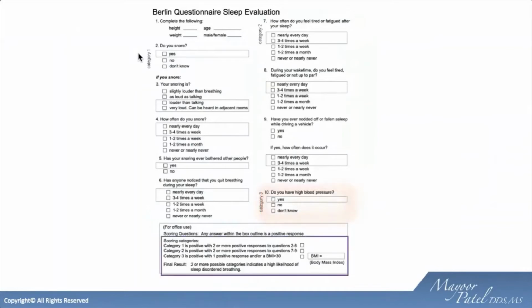And what you would do down here is if in category 1, 2 or more of those positive responses were marked, you check that box off. In category 2, if once again 2 or more is marked off, you check that off. In category 3, this being hypertensive, if there is a history of hypertension, you check that box off. Any 2 or more categories, if they were checked off, there's a good likelihood the person has sleep-related breathing disorders, which basically warrants further investigation by a referral for testing and diagnosis.